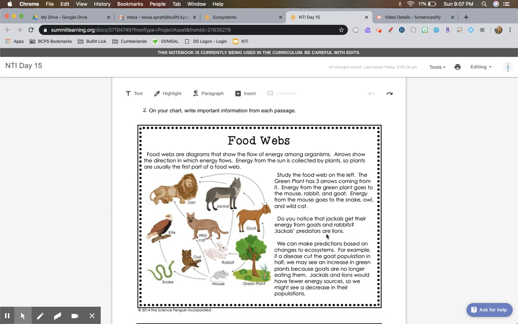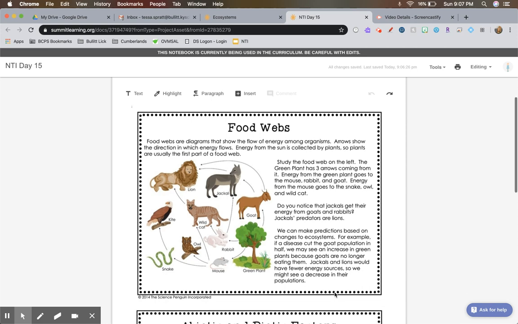Jackals' predators are lions. We can make predictions based on changes to ecosystems. For example, if a disease cut the goat population in half, we may see an increase in green plants because goats are no longer eating them. Jackals and lions would have fewer energy sources, so we might see a decrease in their populations.